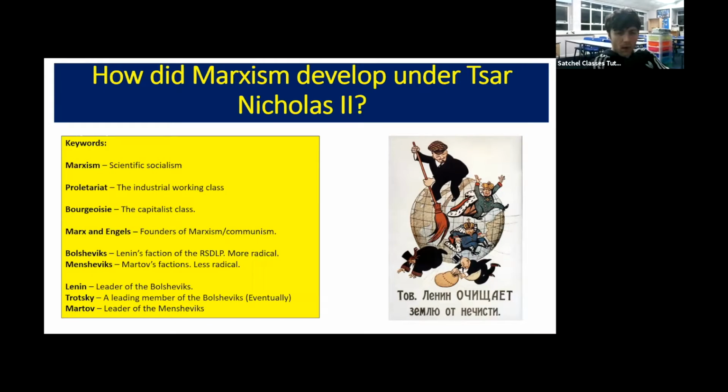Next, we've got Marx and Engels. So this refers to Karl Marx and Friedrich Engels, who were two German communists who came up with the theory of Marxism.